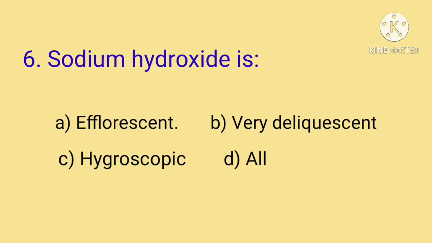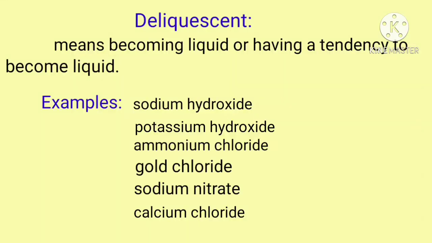Sixth question: sodium hydroxide is? Option A. efflorescent, B. very deliquescent, C. hygroscopic, D. all. Answer is option B. very deliquescent. Deliquescent means becoming liquid or having a tendency to become liquid. Examples: sodium hydroxide, potassium hydroxide, ammonium chloride, gold chloride, sodium nitrate, and calcium chloride.